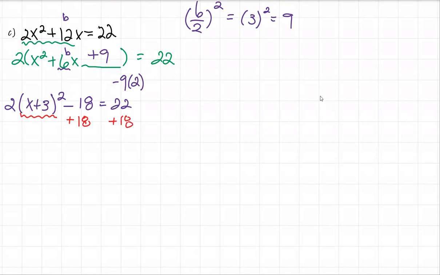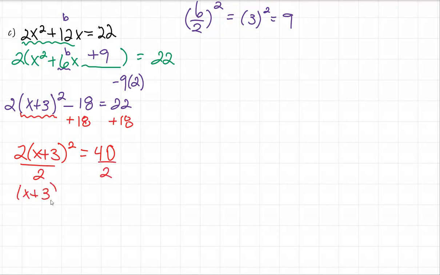And then what do we get when we do that? So 22 plus 18, what is that? That's going to be 40. Then our next step is to get rid of this 2. Divide both sides by 2. We get x plus 3 squared is equal to 20.